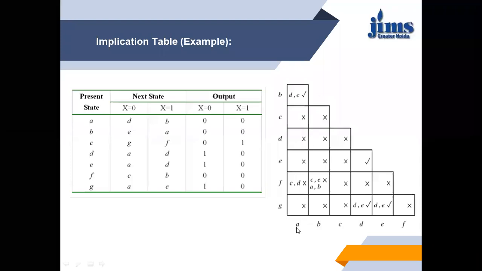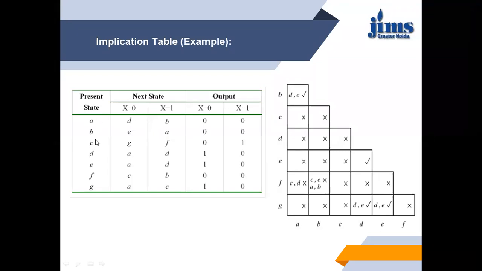What we do first is compare A with B. When we compare A with B, the output is the same. So if D equals E, then A equals B. D implies E, which is why it is called an implication table. So we write D,E because we don't know if D equals E. Next we compare A and C. When we compare A and C, we see for x equals 0 the next states are D, G.